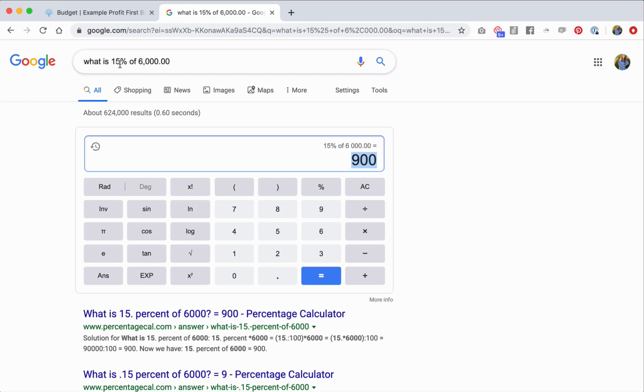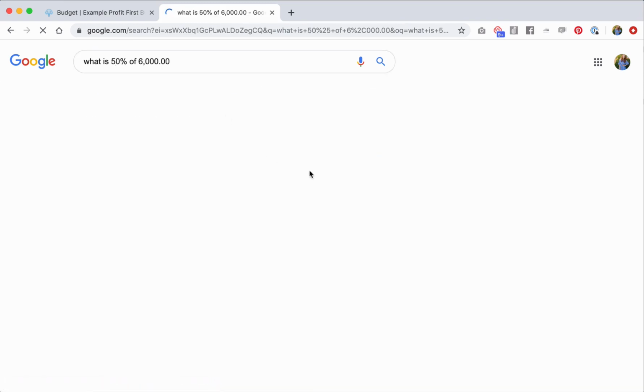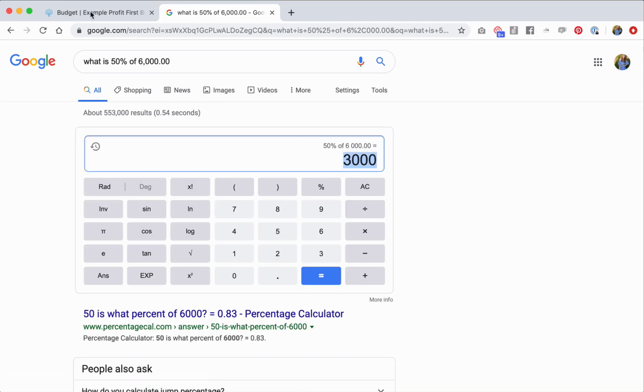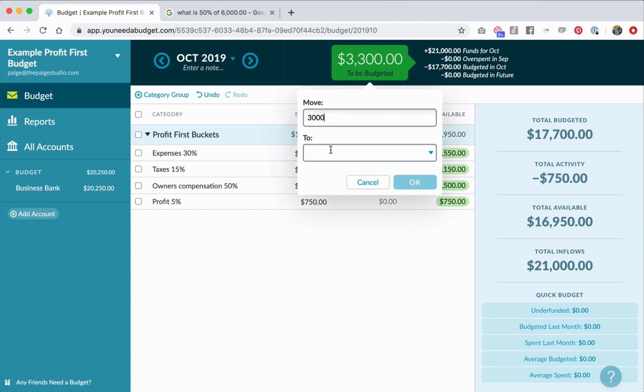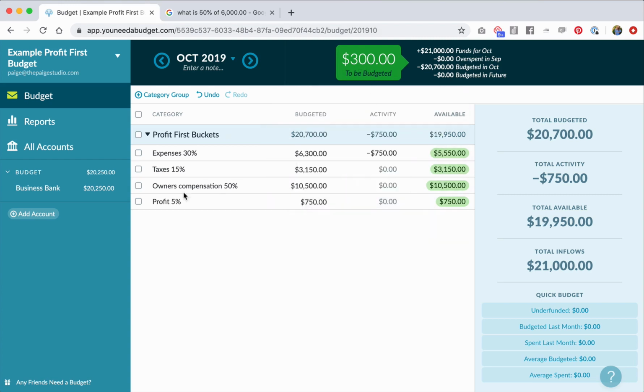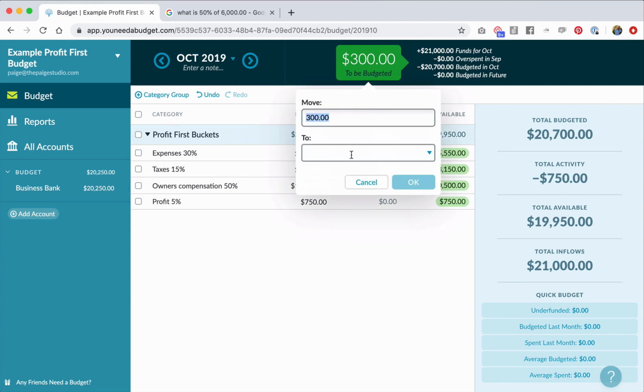And then 50% owner's comp would be $3,000. Move my 3,000 over there, and the last 5% is what we have left over. So that goes into profit.